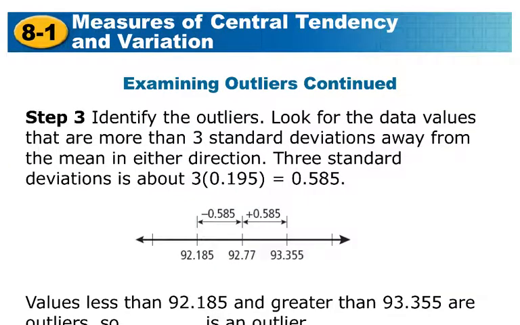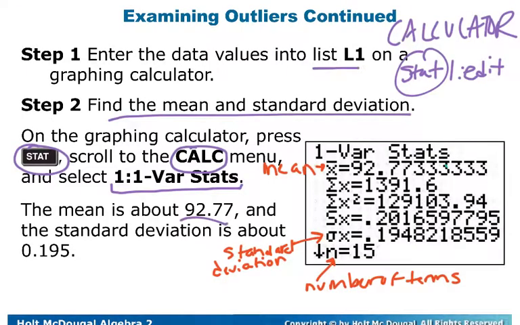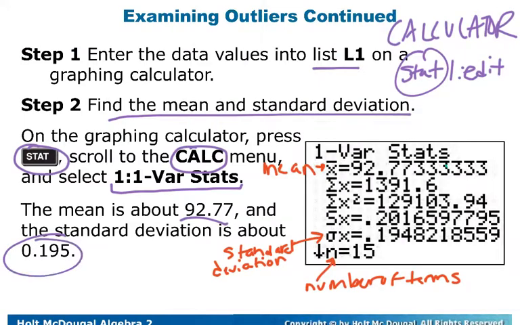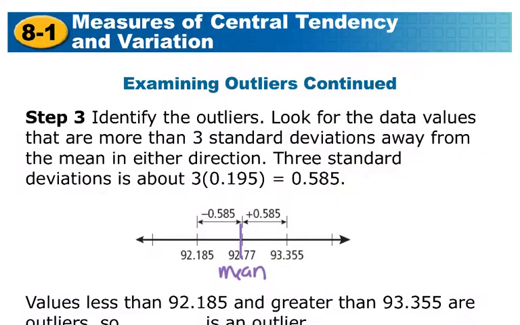So how do we identify the outliers? What you need to do is go with your mean, which we found here as 92.77, right? And then from there, we need to go out 3 of this 0.195. So 0.195 times 3 gets you 0.585. So what we're going to do is add 0.585 and subtract 0.585, because that is 3 standard deviations away from that mean in the middle. So 3 standard deviations.